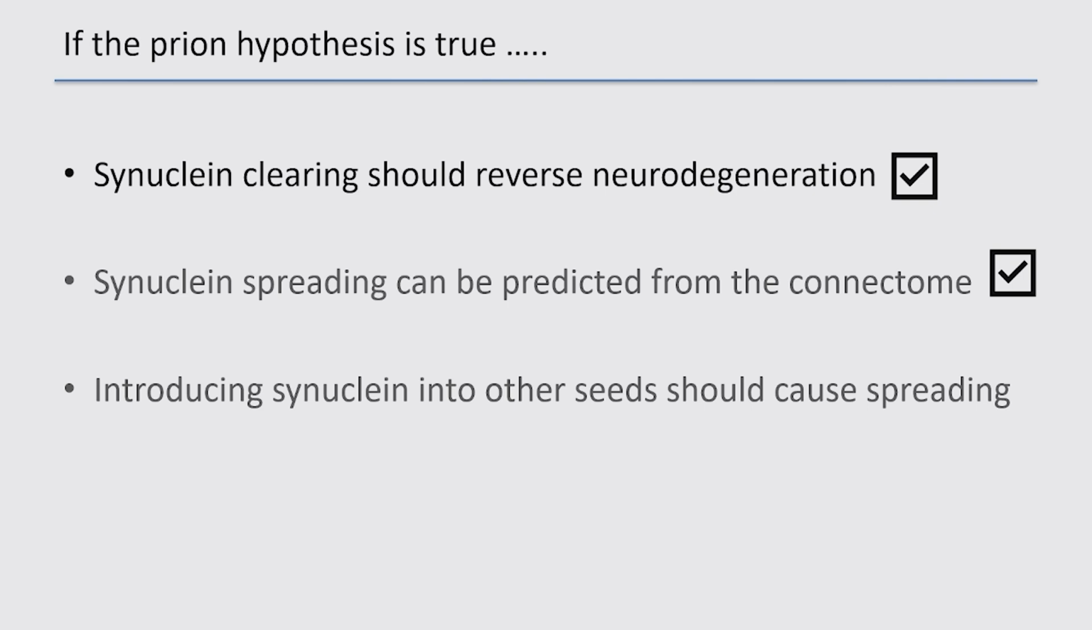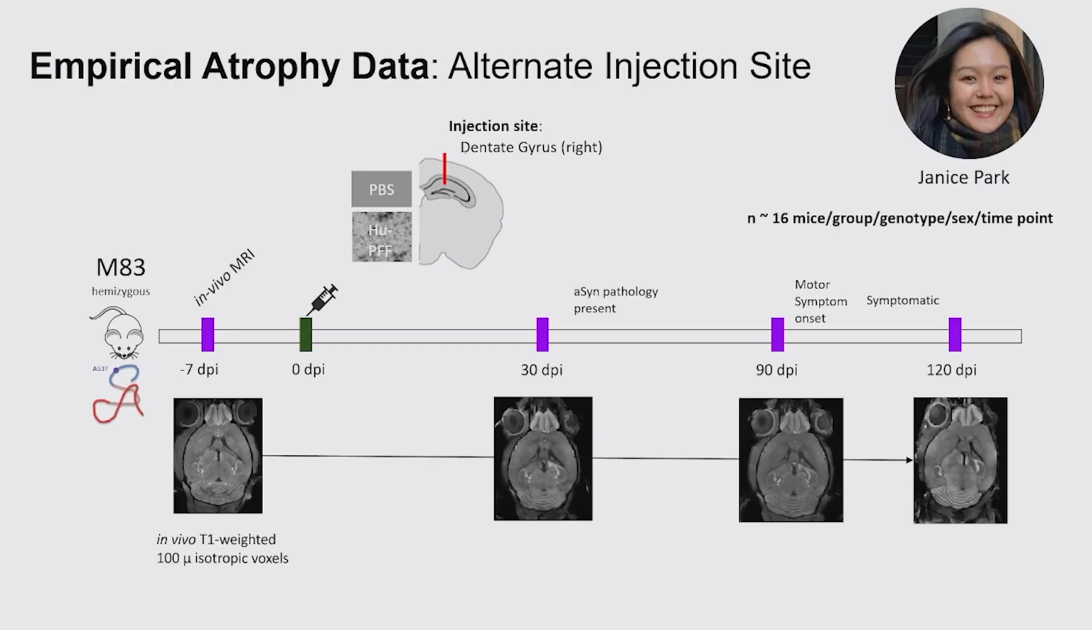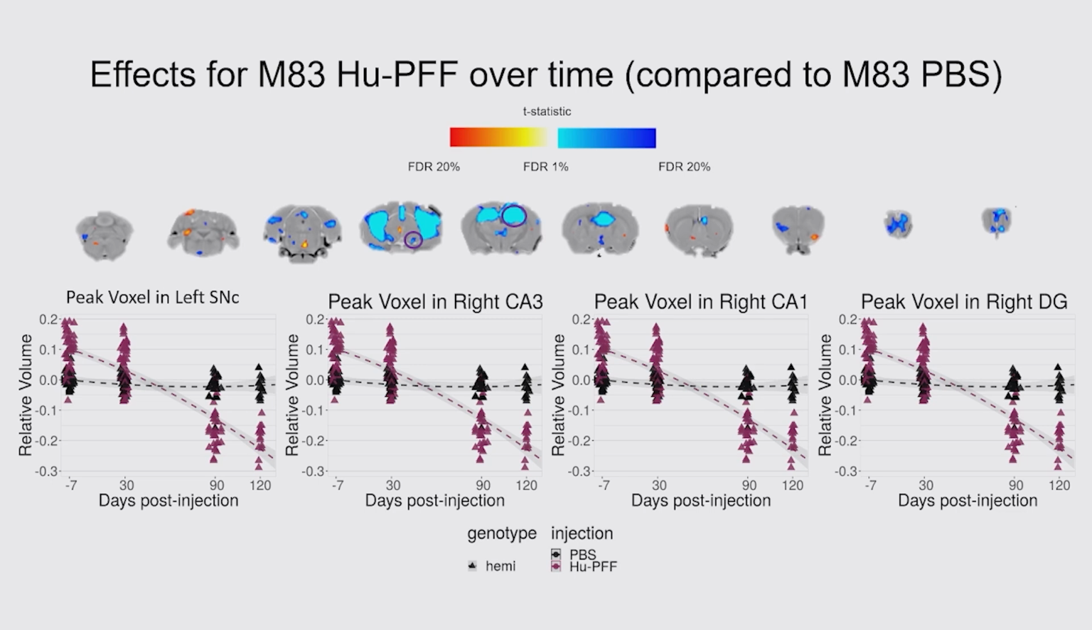So now, if we introduce synuclein into other seeds, this should also cause spreading, and we wanted to test that. This is work done by Janice Park, who's sitting here. Very similar experimental paradigm, except in this case, we injected into that place where we didn't see any neurodegeneration, the hippocampus. And what we end up finding when we do the same type of analyses is that we get this very focal atrophy limited almost only to the hippocampus, and you see in certain parts of the hippocampus a 30% reduction in volume based on this injection of alpha-synuclein, but it doesn't really propagate in the same way outside of the hippocampus, which was very curious to us. So it doesn't really follow the same patterns as we expected from the striatum.